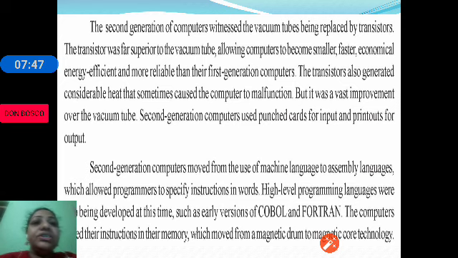Second generation computers used transistors, which generated less heat, and they used punched cards for input and output operations. Assembly languages were used and high level languages were introduced. COBOL and Fortran were introduced, and the memory was changed from magnetic drum to magnetic core.